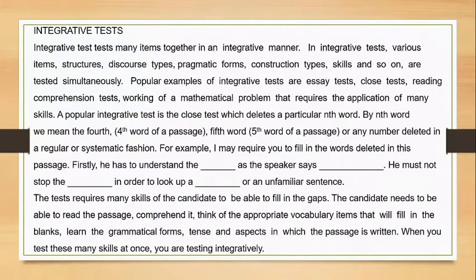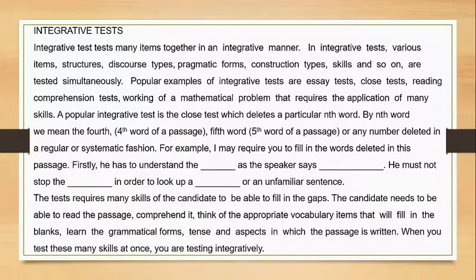Integrative tests. Integrative tests test many items together in an integrative manner. In an integrative test, various items, structures, discourses, pragmatic forms, construction types, skills, and so on are tested simultaneously. Popular examples of integrative tests are essay tests, cloze tests, and reading comprehension tests. Also working through a mathematical problem that requires the application of many skills.